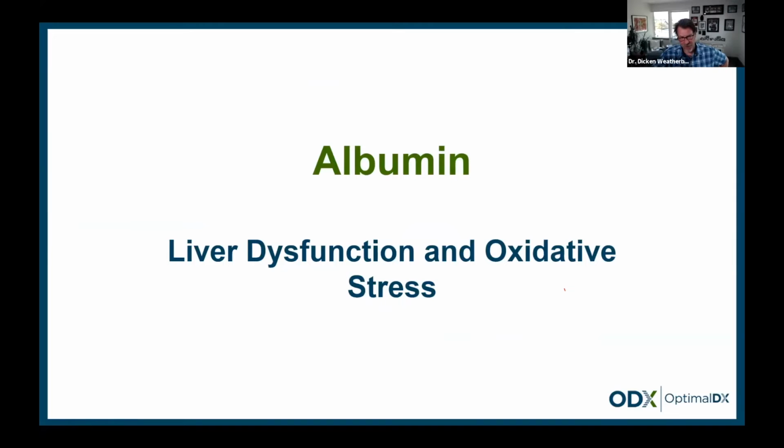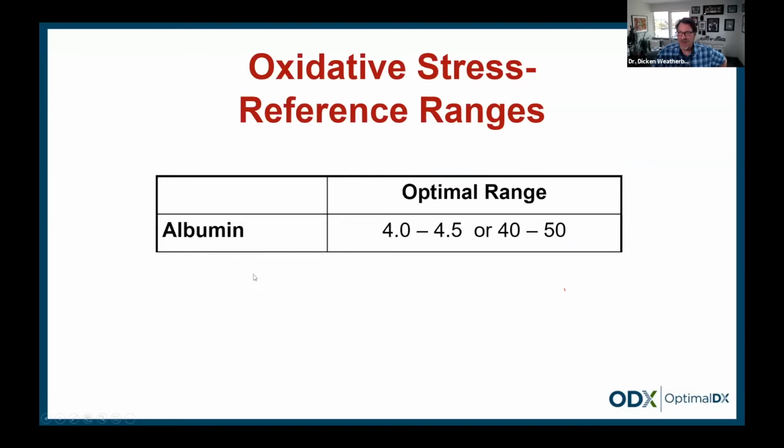Finishing up our little conversation on proteins and the liver, I want to talk about albumin in its relationship to liver dysfunction and oxidative stress. I like to see albumin between 4 and 4.5. If you're in standard international units, it'd be 40 to 50. So albumin, one of the major blood proteins, serum levels are affected by the health of the liver, which is the primary site of albumin synthesis. So albumin levels are affected by liver and/or digestive dysfunction.